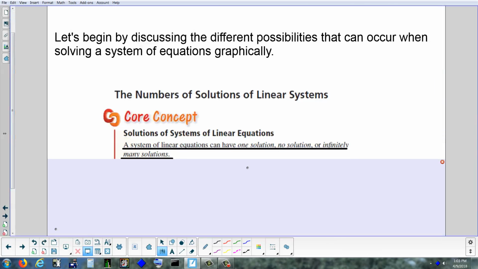All right. So guys, on that line you have there, you want to write: a system of linear equations can have one solution, no solution, or infinitely many.